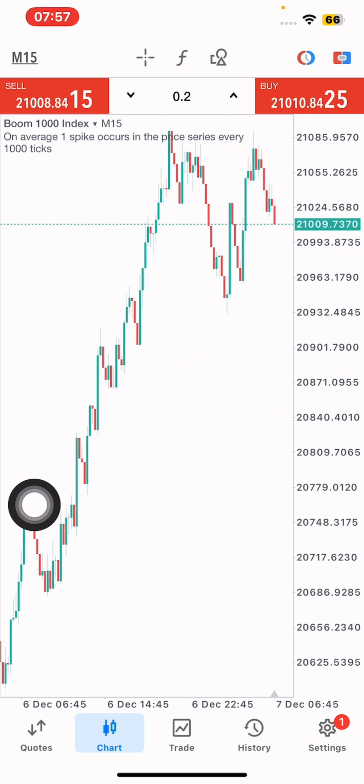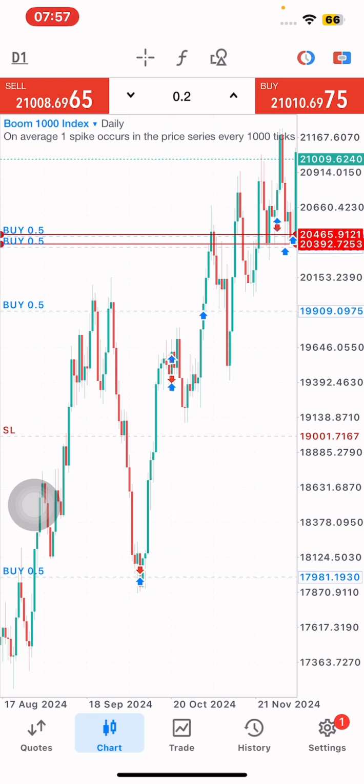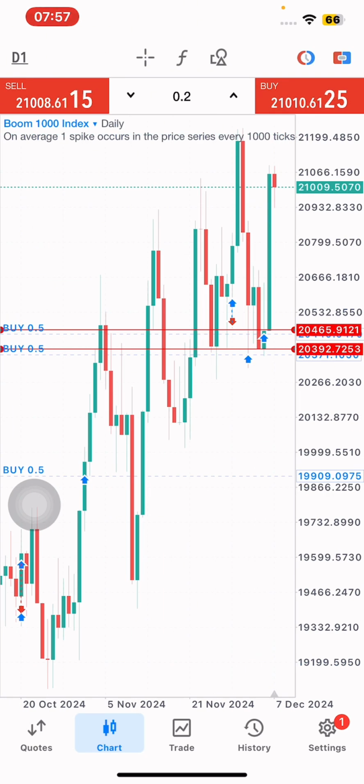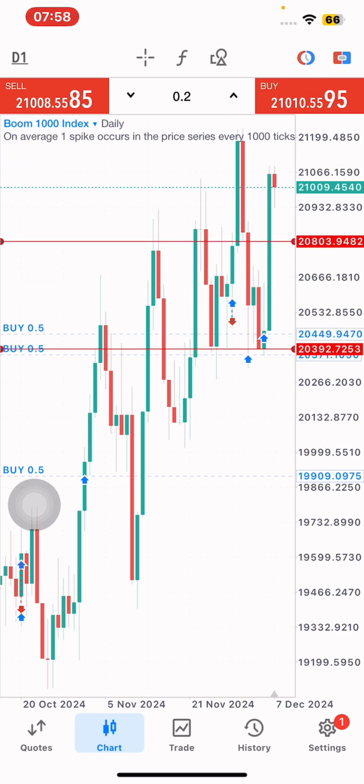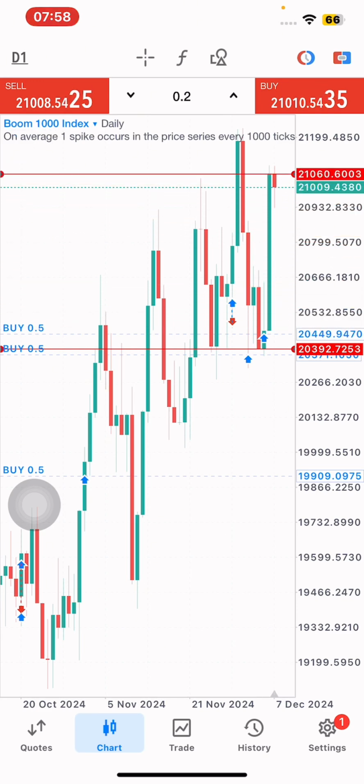You can see, even right now, price is still ranging in between the daily highs and the daily low. Let's even check our current day today. Let's mark our day. This is yesterday's candle, this one. So let's mark the highs. This is the highs and this is the low.